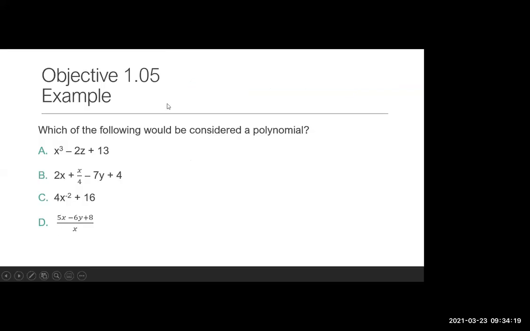So let's take a look at this sample problem. Which of the following could be considered a polynomial? So look at A, that was the one we gave as an example. So yes, this one can be. B looks really good except for this second term here. I see it has division, but is it a division of a variable? Are you dividing by the variable? The answer is no, you're dividing by 4. So this is a polynomial. So A is a polynomial. B is a polynomial.